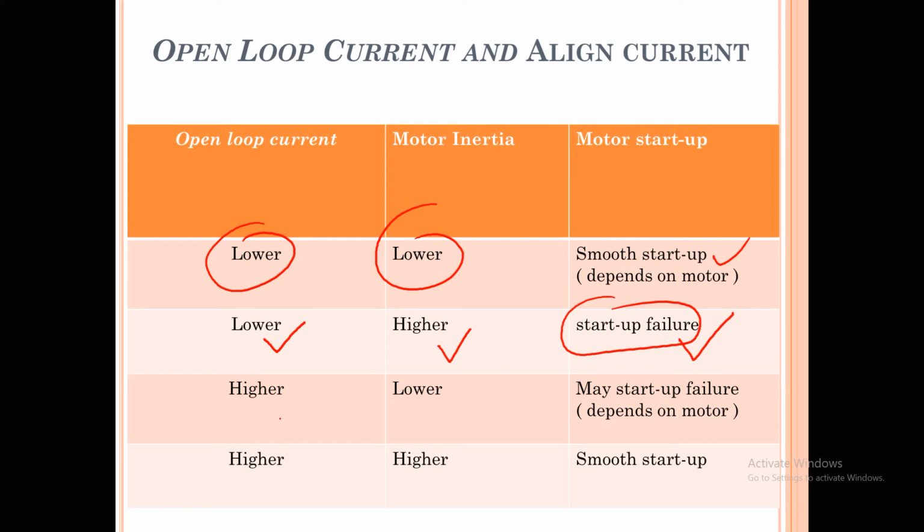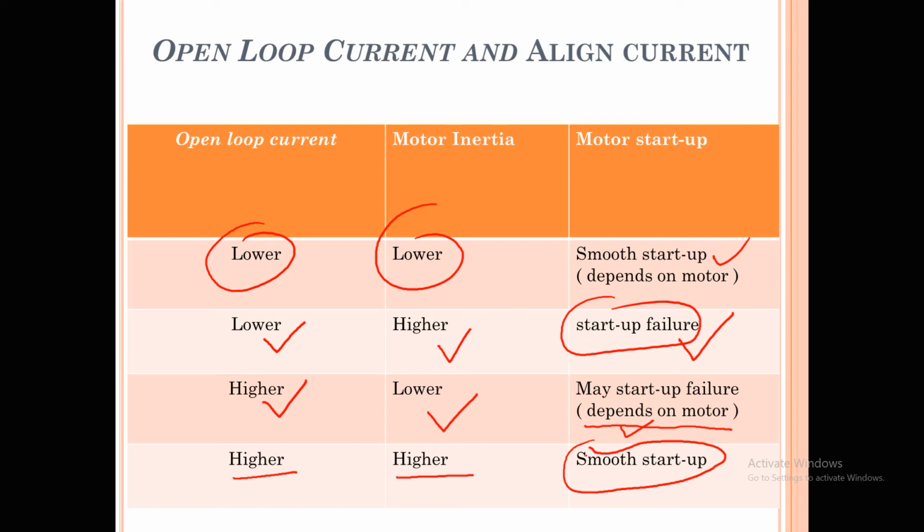In the next case, if your open loop current value is higher and the motor inertia is lesser, it might cause a motor starter failure in some cases, but that also depends on the motor tuning. If your motor is tuned perfectly, then it might not. That's why I'm saying it's not a single statement. I'm not able to say, because a lot of different factors affect this particular point. So if your motor open loop current value is very high, and your motor inertia is also high, in that case the motor will start perfectly.